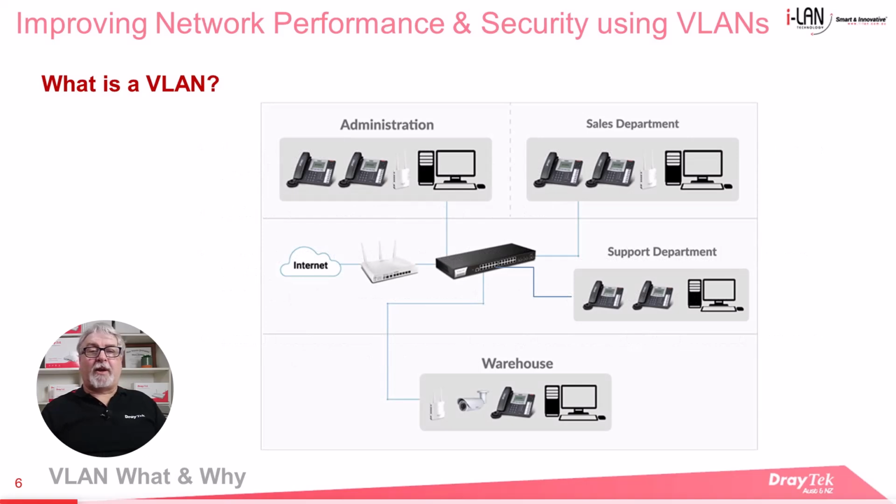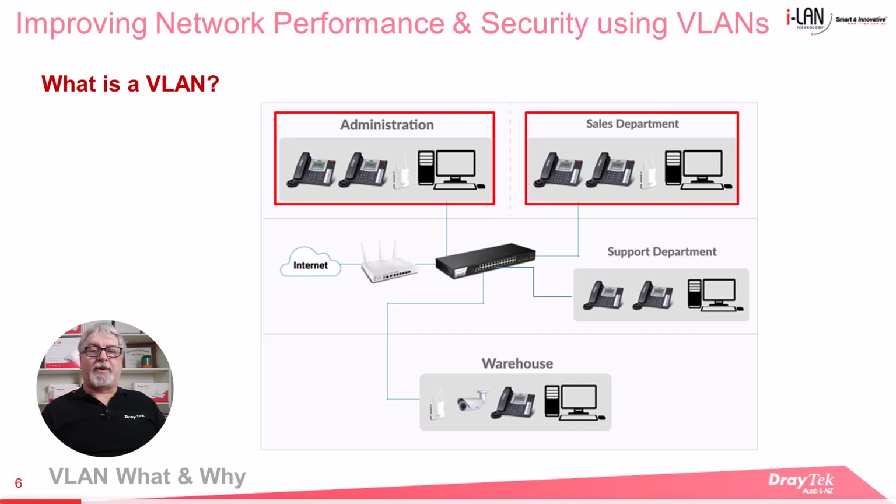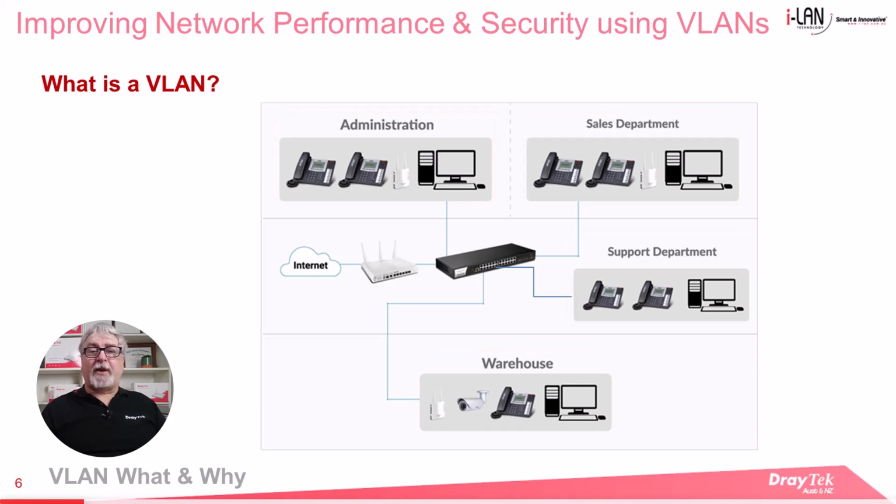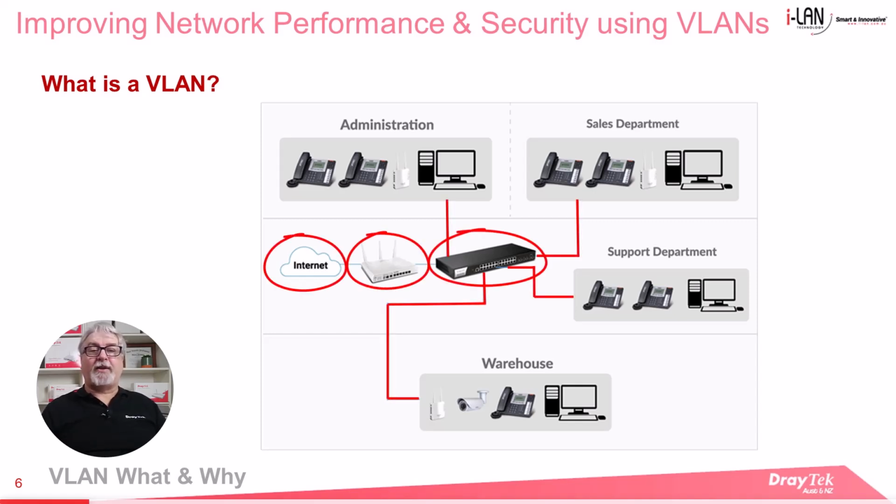We have a typical application of VLANs in this diagram. We have 4 local area networks: administration, sales department, support department and the warehouse. The devices in each of these LANs could be in different locations within the company and are segregated from each other, but are logically part of the same network using the same cables, switches, router and internet connection.